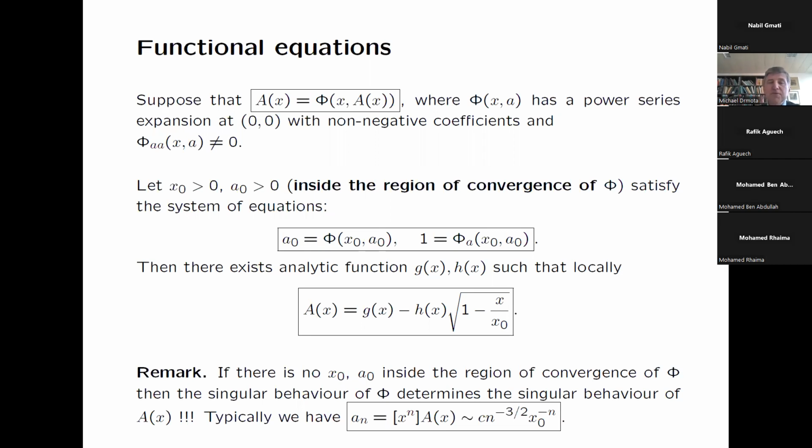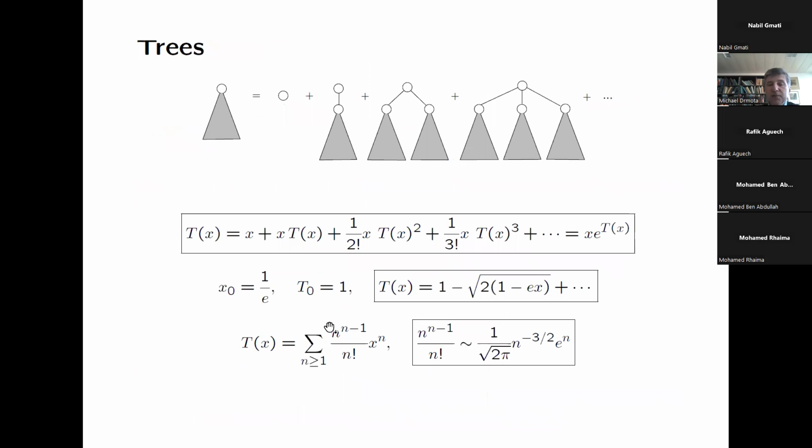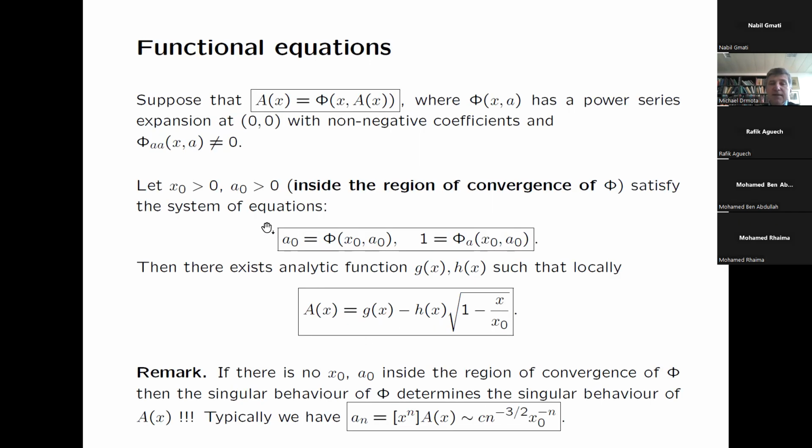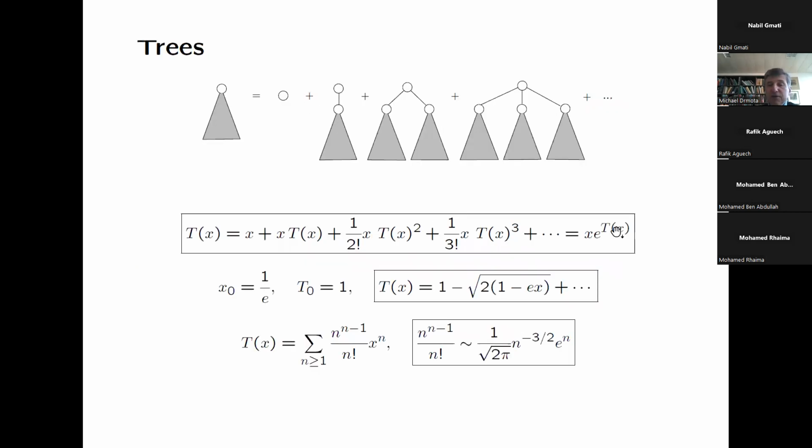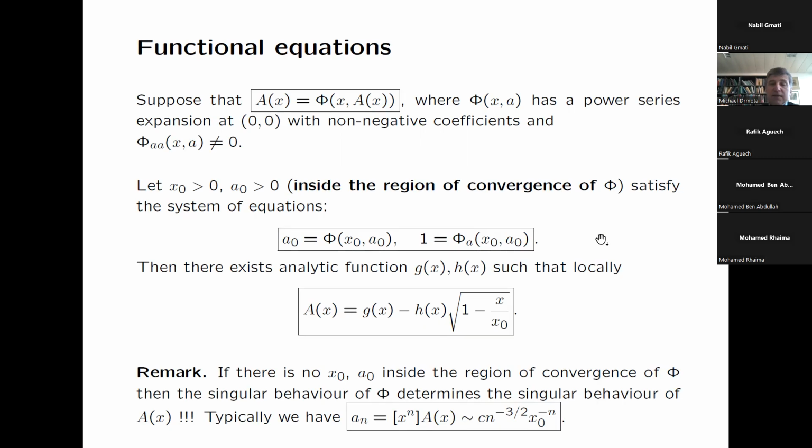Very quickly. The first condition is that a of x should have non-negative coefficients. As in our tree case, we know that all these numbers are non-negative because these are counting numbers. And the second assumption is that you can find some point x0, a0, where these two equations are satisfied inside the region of convergence of this function phi. This is no problem in the tree case because here we have just the exponential function, which is an entire function. But in general, it might be different.